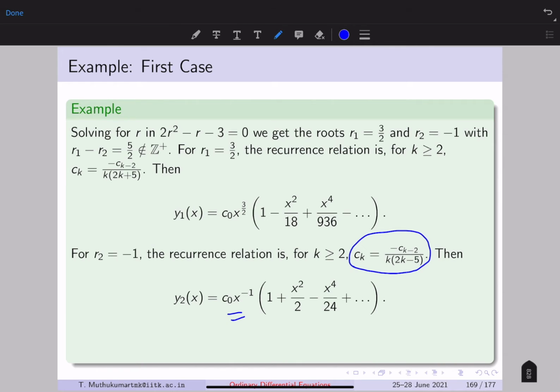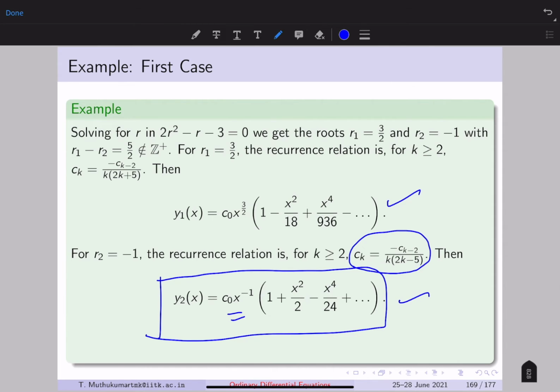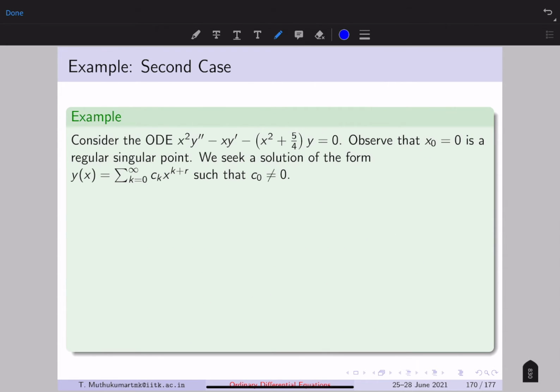Okay, so you have a second solution, and these are linearly independent solutions because they can't be obtained by any scalar multiple. So the general solution is a linear combination of these two.